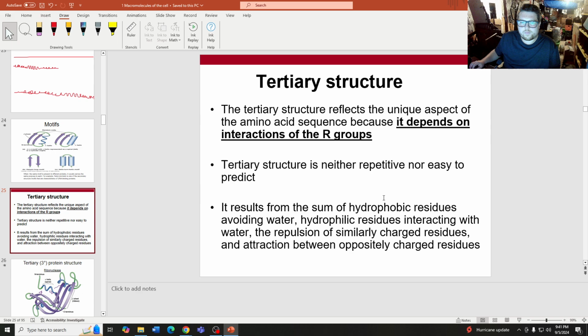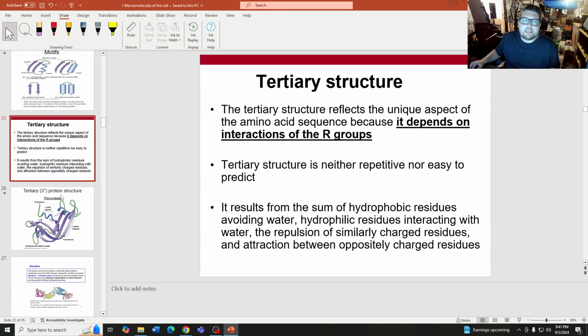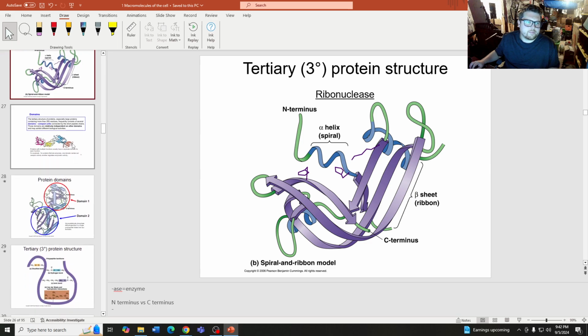So it's the sum. The R groups on the amino acids give different properties to the amino acids. Like I was saying before, some are polar, some are nonpolar, some are hydrophilic, some are hydrophobic, some are more positive, some are more negative, etc. Due to all of those interactions, because of the R groups in all of those secondary structures, it's going to continue to fold, and we get a folding of a tertiary structure of the protein. This is a ribonuclease, just an example of tertiary structure.